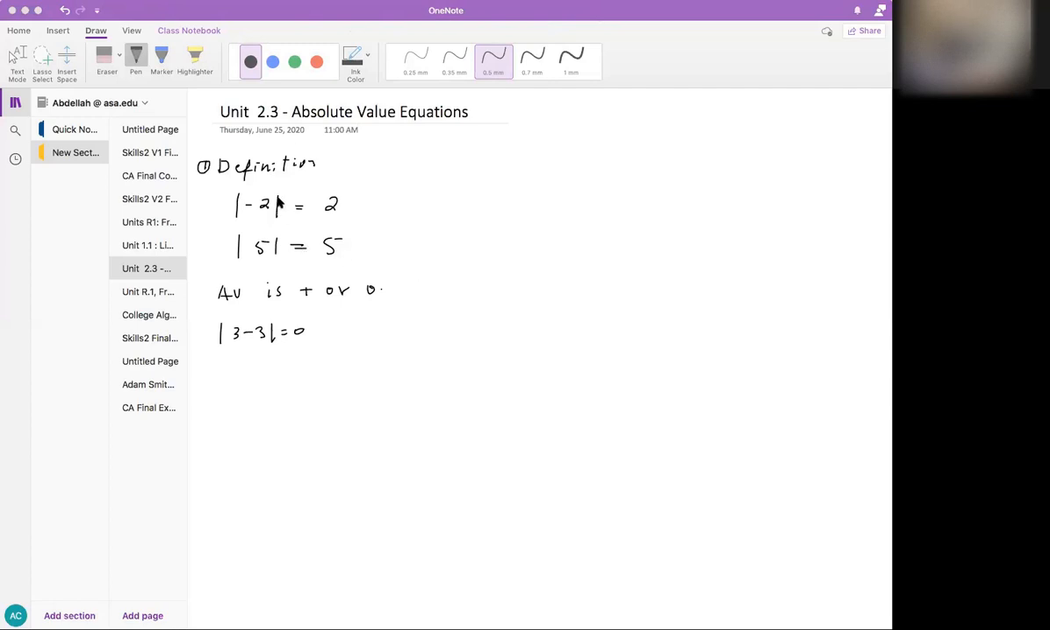All right, so as an example of an absolute value equation, it's always something like this. For example, okay, that's an equation because it has an equal sign. It's called an absolute value equation simply because it has an absolute value.